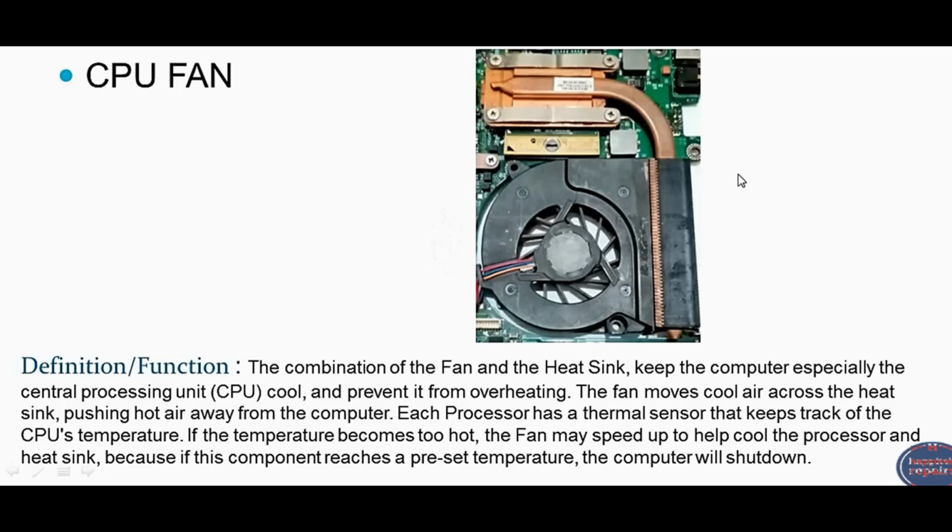Each processor has a thermal sensor that keeps track of the CPU's temperature. If the temperature becomes too hot, the fan might speed up to help cool the processor and heatsink. Because if this component reaches a preset temperature, the computer will shut down automatically. So this is the fan over here, and this is the heatsink. These two parts are used to cool down the processor.